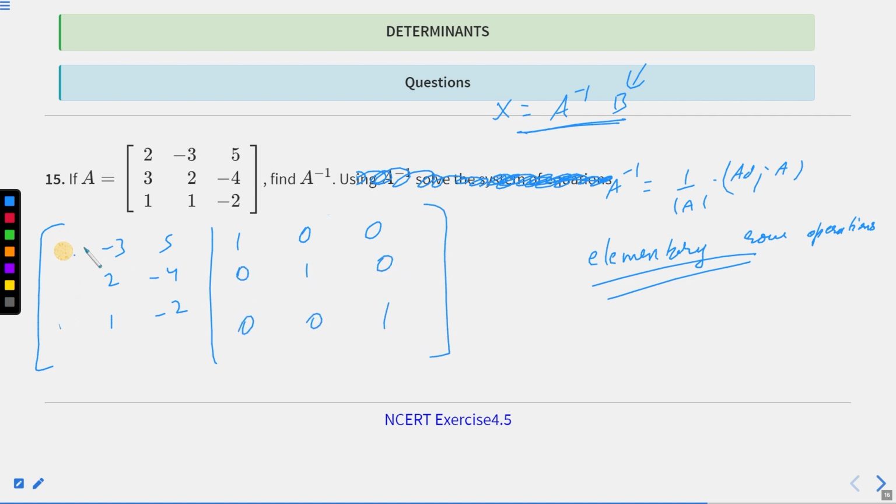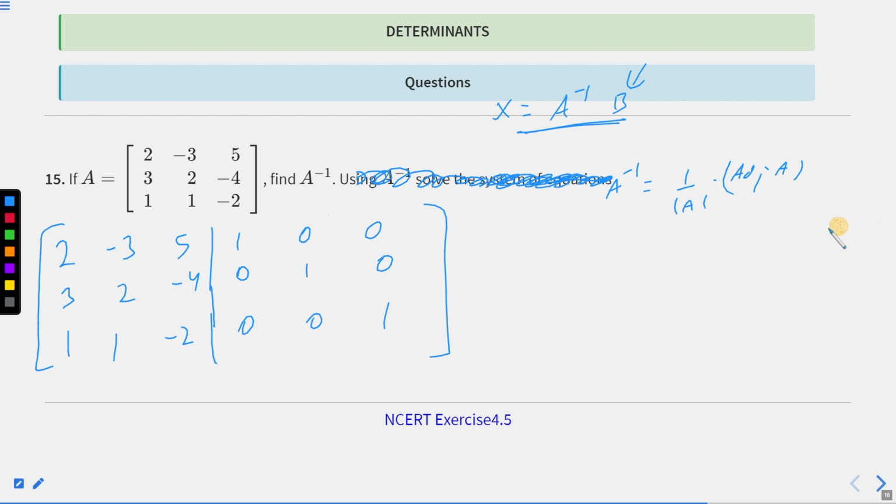Let me make a little bigger augmented matrix so that I can manipulate things. 2, -3, 5; 3, 2, -4; 1, 1, -2. Now let me make some more space to write my row operations. I want this identity matrix to be here, and whatever I get here will be my inverse. Okay, so far so good.